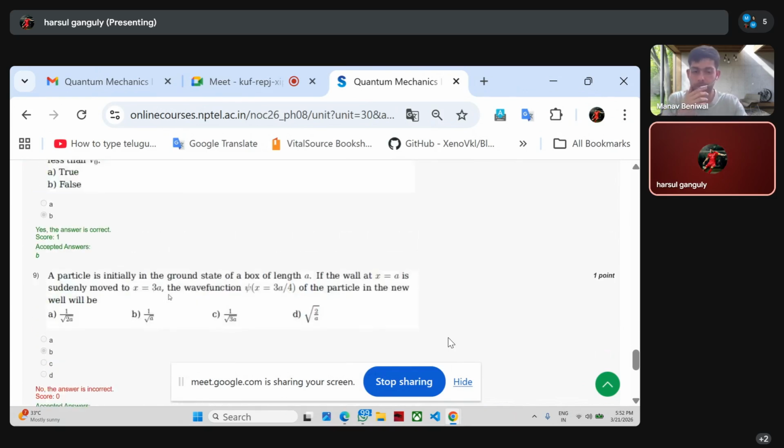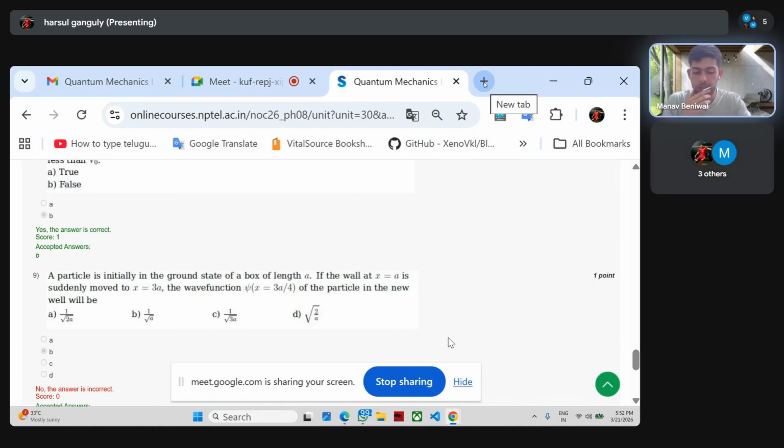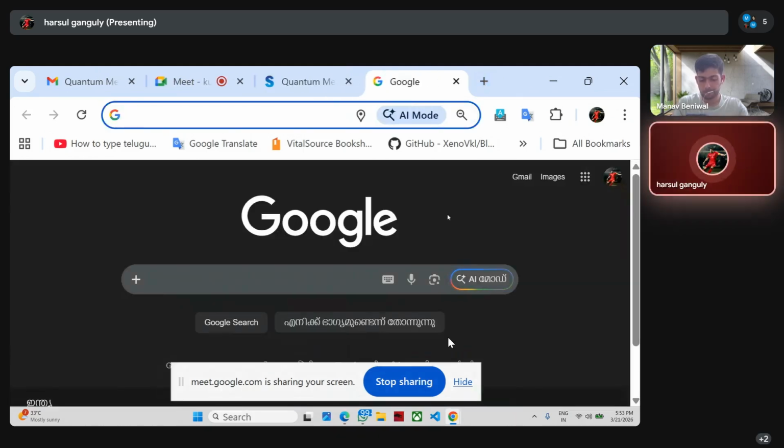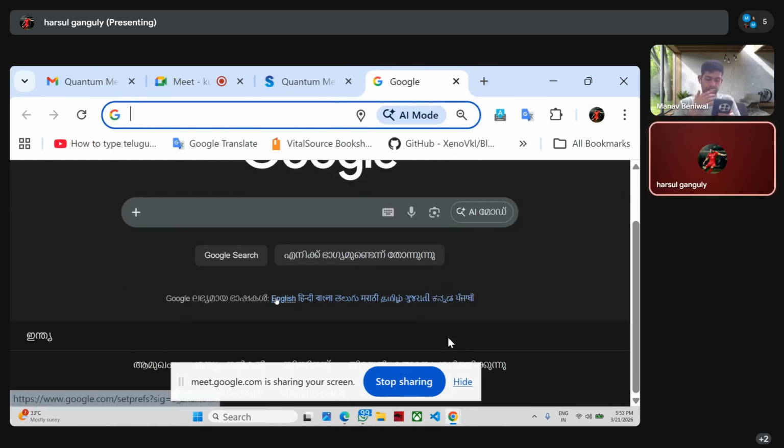So this is question number 9. A particle is initially in the ground state of a box of length A. If the wall at x equals A is suddenly moved to x equals 3A, the wave function of the particle in the new well will be psi of x equals 3A by 4. I will also share what they did.